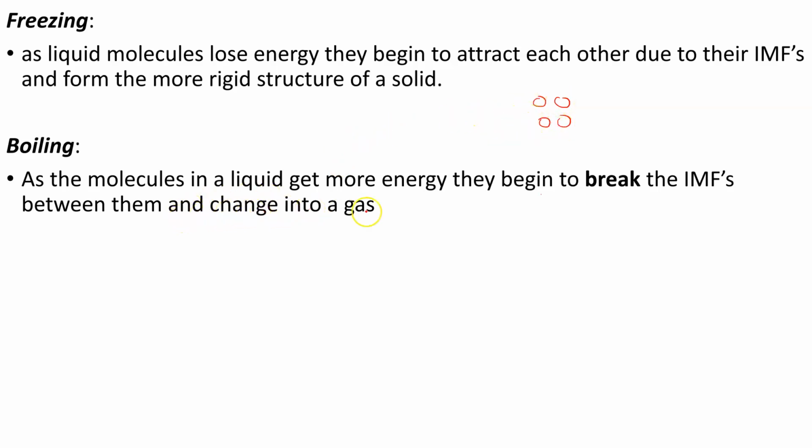Boiling: as the molecules in a liquid get more energy, they begin to break the IMFs between them and change to gas. So here's a liquid, and there's a little attraction between these molecules. This breaks because you're putting enough energy in to make them move too fast past each other, so they break and become a gas. The only time you break IMFs is when you go from a liquid to gas. When you're going from solid to liquid, you're just weakening the IMFs.